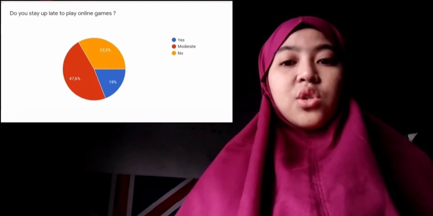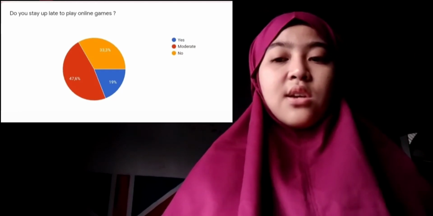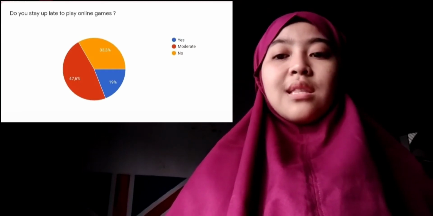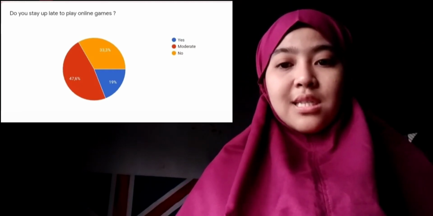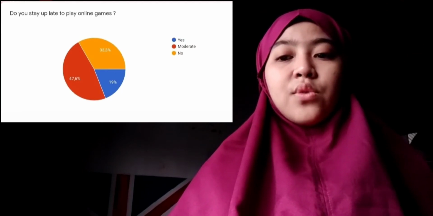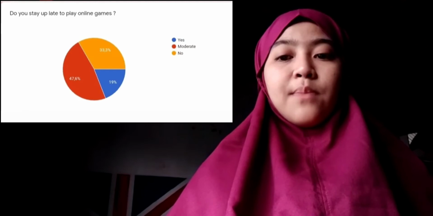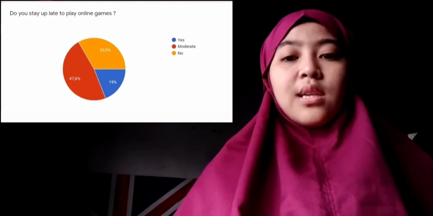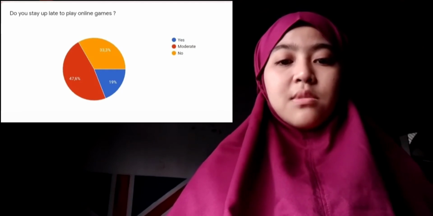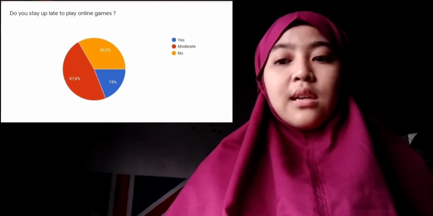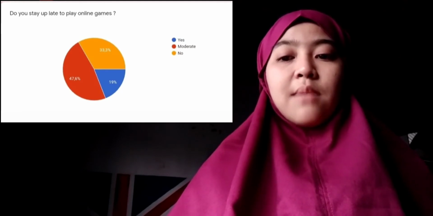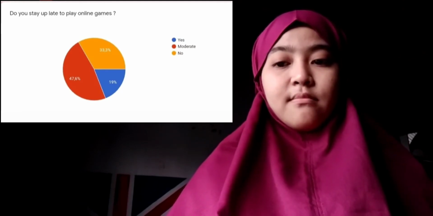This pie chart shows that the highest percentage of students choose moderate, meaning sometimes, with the result of 47.6%. For students who answer no, the result is 33.3%. While the lowest percentage, students who stay up late playing online games, is 19%. It means that students who often play online games always stay up late.